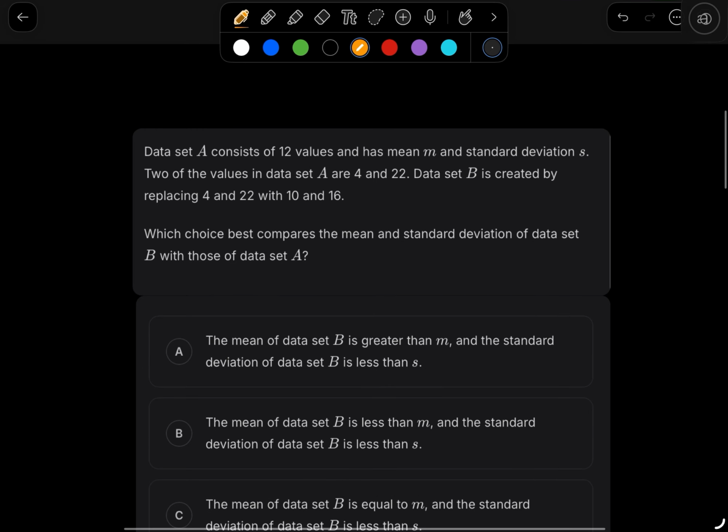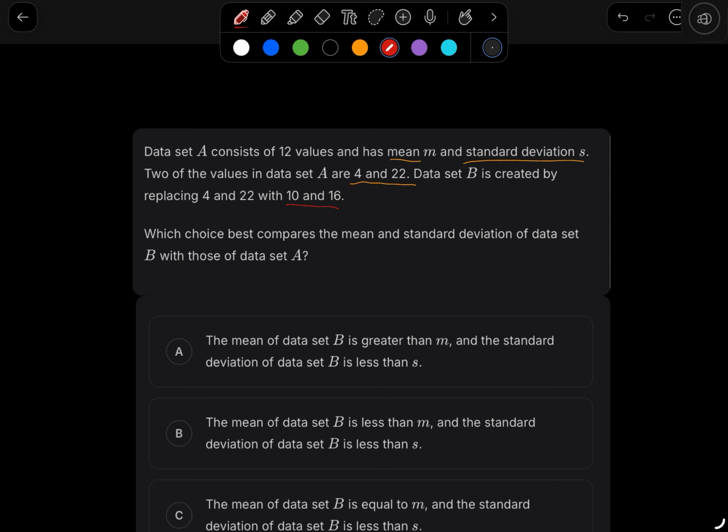So, right away, we probably have to know what mean and standard deviation are. And it tells us two of the values in the data set are 4 and 22. Those are the only values we know. Dataset B is created by replacing those two values with 10 and 16. So the only difference between A and B is that B contains 10 and 16 instead of 4 and 22. And now we have to compare the mean and standard deviation of the two sets.